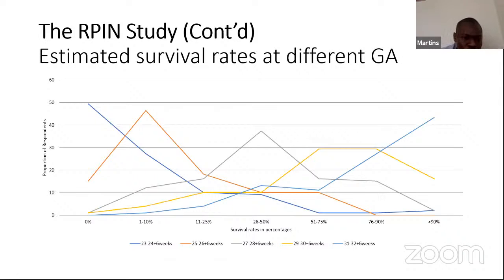So if you look at this, for the 23 to 24 weeker, on the y-axis is the number of respondents, and on the x-axis is the estimated survival in terms of percentages. So you see, for 23 to 24 weeker, is it 1 to 10% chance of survival? Is it 26 to 50%? Is it above 90%? For 23 to 24 weeker, 50% of respondents give 0% survival rate for them.